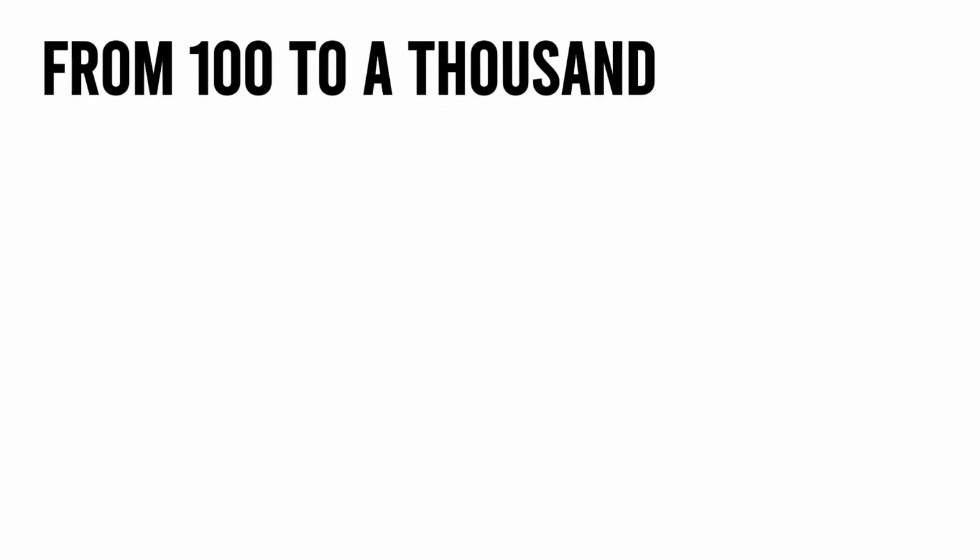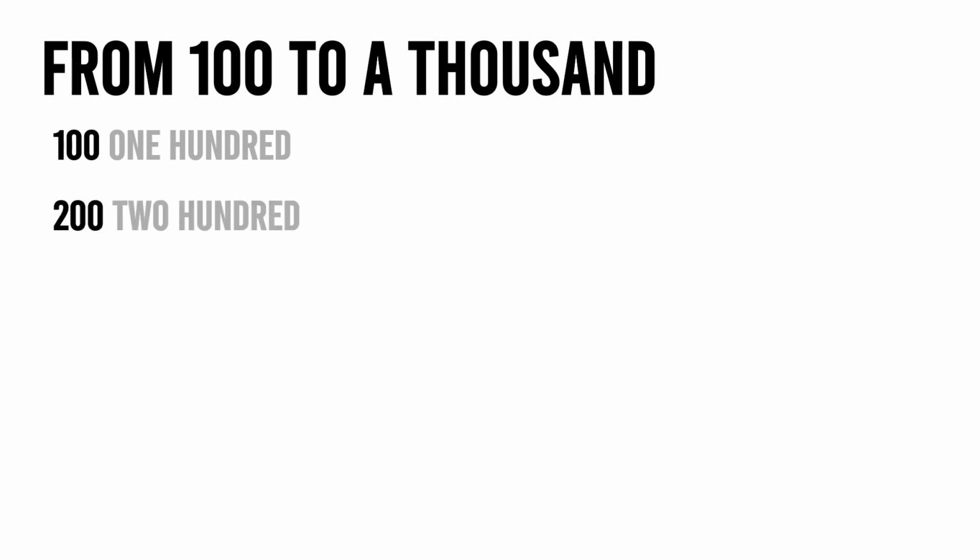From 100 to 1000. After 100, we have a series of numbers between 100 and 200, such as 101, 102, and so on, until we get to 199. If we add 1 to 199, we get 200.